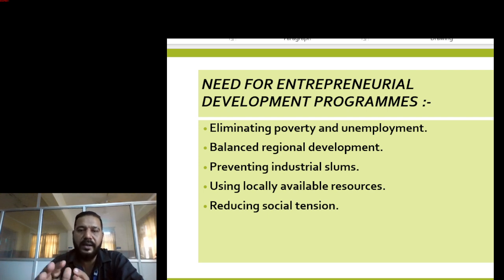Then the third point is preventing industrial slums. Means if you are into an entrepreneurial development program, many industries are sick industries also. So if you know how to run an industry, you will prevent the sickness of industries. That's why the industries which are not working will also be able to work. Industrial slums will not be created if you get to know how to enhance or propagate industrial things. Now the fourth need of the entrepreneurial development program is using locally available resources.